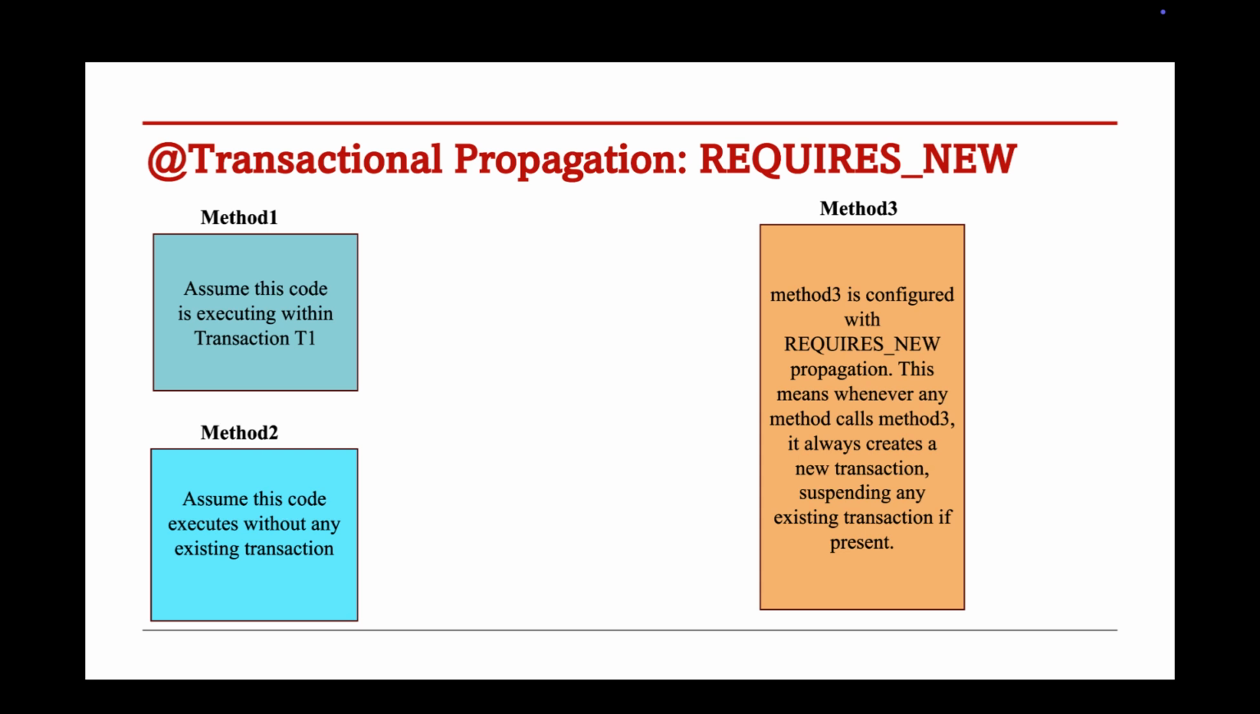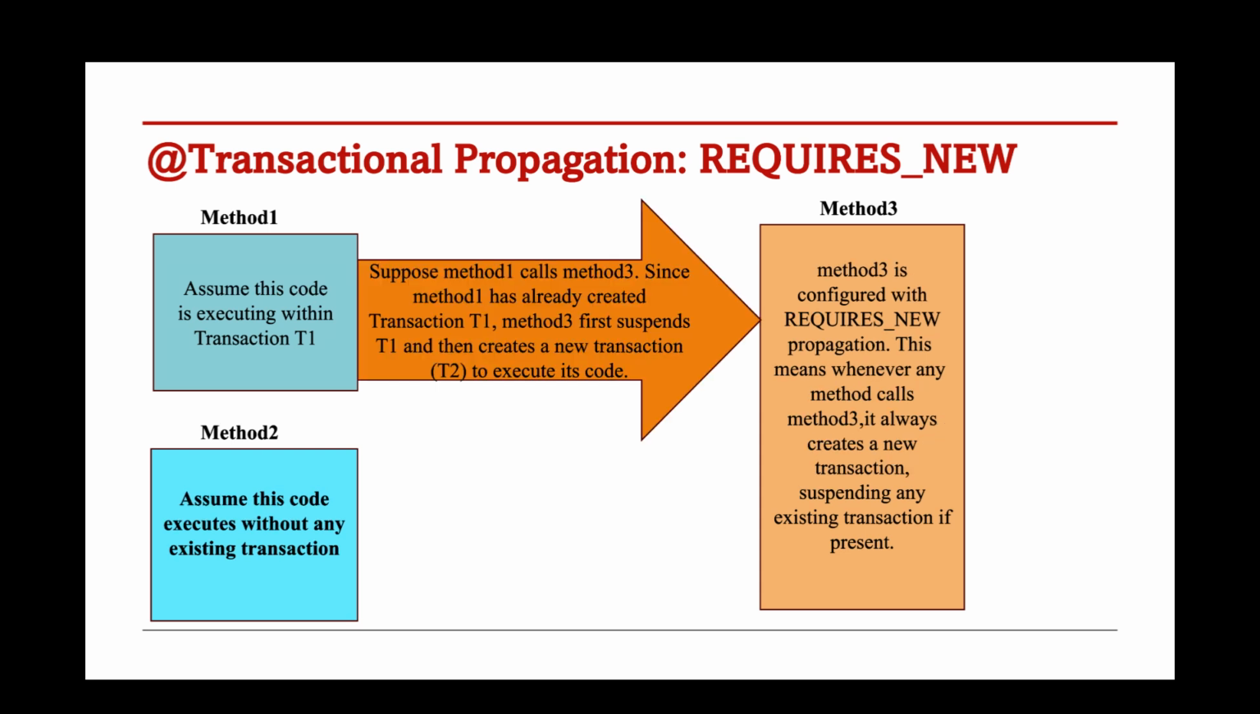propagation.requires_new. This means that whenever any method calls method 3, Spring will always create a new transaction. If a transaction already exists, Spring will suspend the existing transaction, start a new transaction for method 3, execute method 3, and then resume the original transaction. So method 3 never participates in the caller's transaction. Its commit and rollback are completely independent.